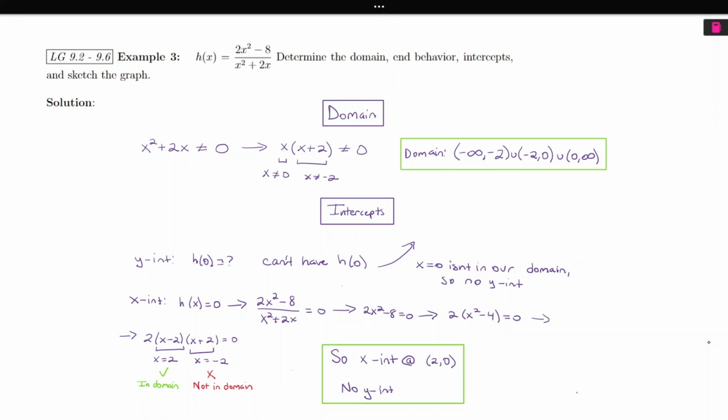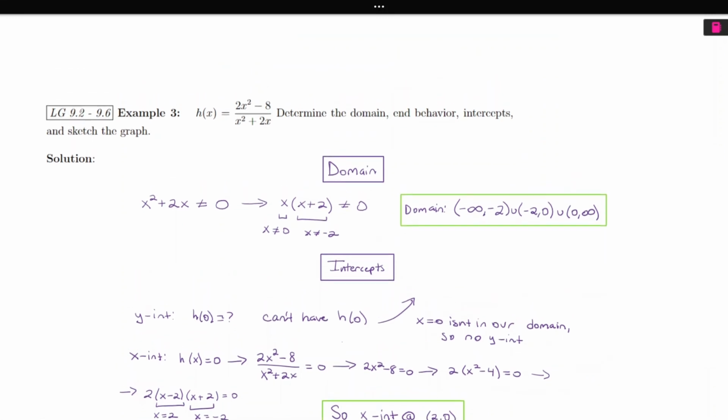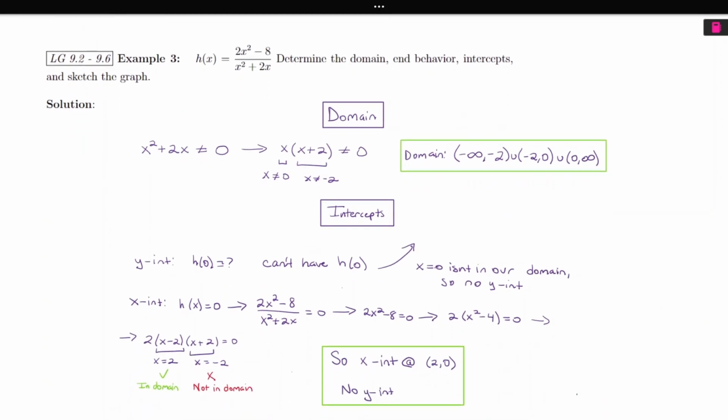Alright, this is just going to be a walkthrough of example 3 from page 104 in your workbook. So we're given this function h of x, and the first thing we're going to do to be able to sketch the graph and complete this problem is find the domain. To find the domain, we're going to set our denominator equal to 0 because we know that's our restriction. We can't divide by 0.